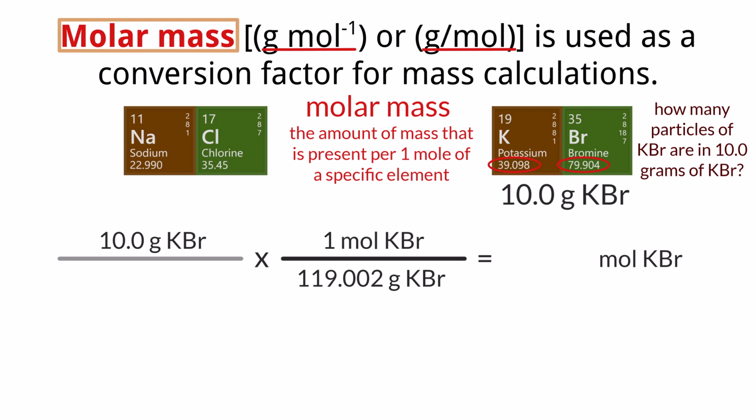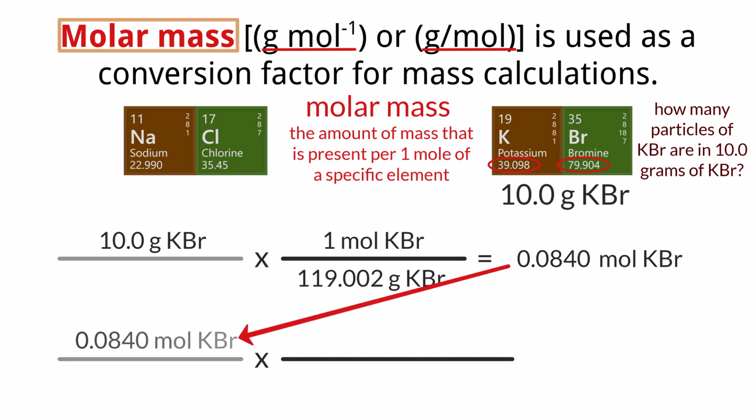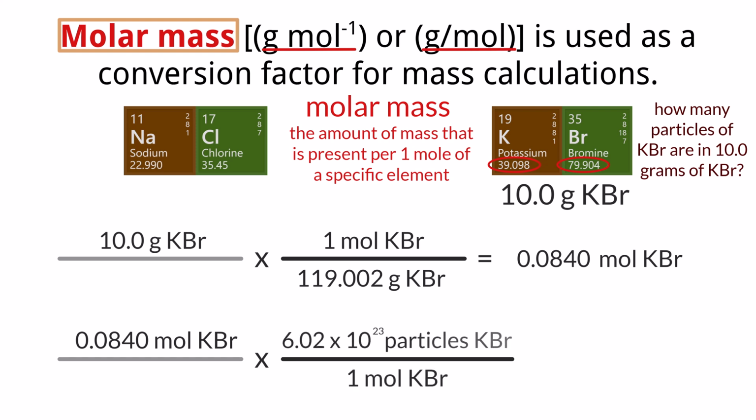10.0 grams of KBr divided by 119.002 grams of KBr and multiplied by 1 mole of KBr is equal to 0.0840 moles of KBr. Since our second step is converting from moles to particles, we will use the 0.0840 moles of KBr as our next starting value. The conversion factor for moles to particles is, that's right, Avogadro's number. 6.02 times 10 to the 23rd particles per mole.